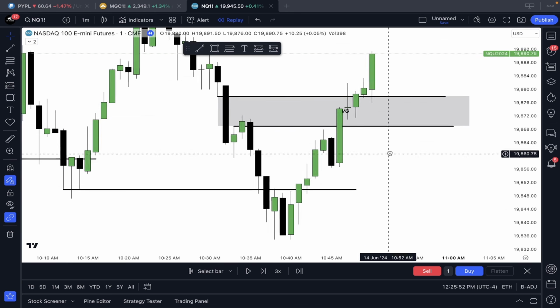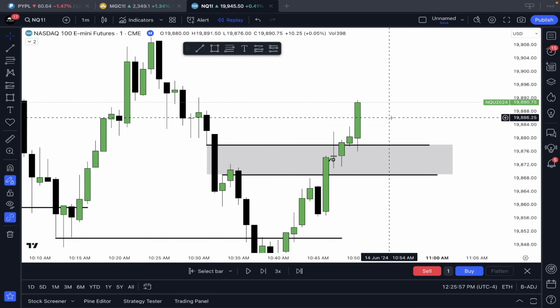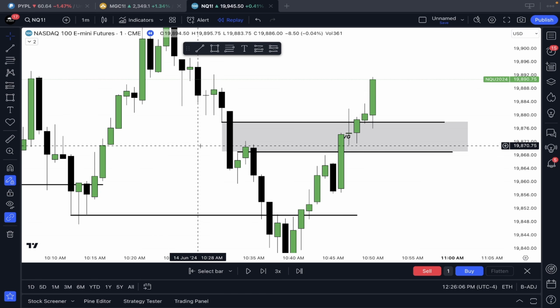As you can see, price came back, swept under that level, took out liquidity, and then came back and filled this. As you guys can see, this can be used for entries and targets to where you want to target. So if you know this is going to get filled, that's where your take profit can be.